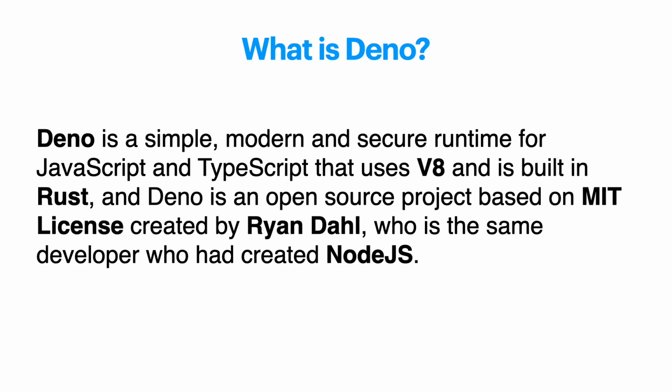So the first thing you will probably have a question about is, what is Deno? Well, here's Deno's description and I'll read it out for you. Deno is a simple, modern, and secure runtime for JavaScript and TypeScript, which is compiled to JavaScript, kind of like a functional language. They use V8, version 8, and it's built in Rust. And Deno is an open source project based on the MIT license, created by Ryan Dahl, who is the same developer who created Node.js. So that's the idea about Node.js.